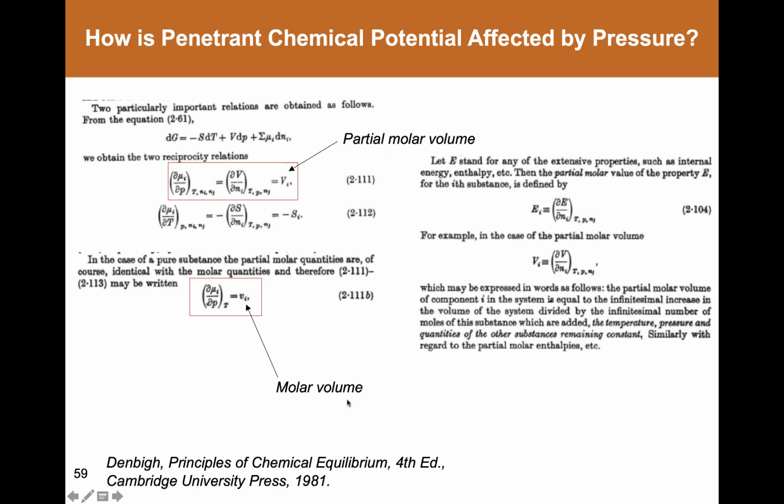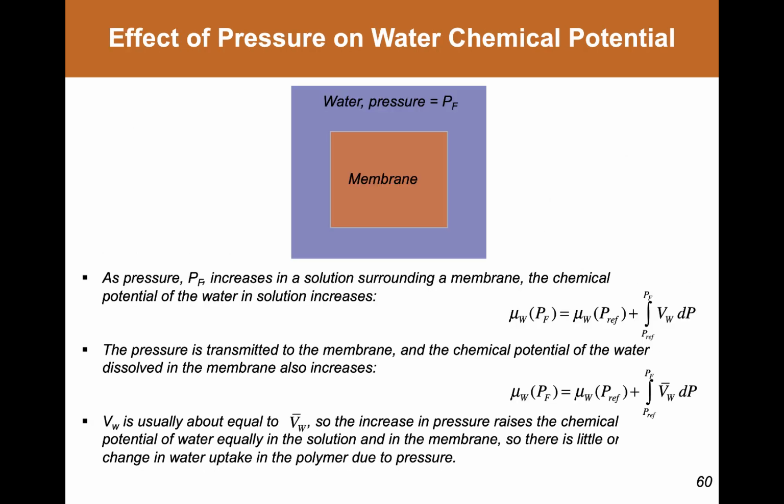Molar volume is the pressure dependence of chemical potential in a pure substance. Partial molar volume is the pressure dependence of chemical potential in a mixture such as a penetrant dissolved in a polymer. Differences between these two are what actually drive the difference in swelling behavior with pressure.